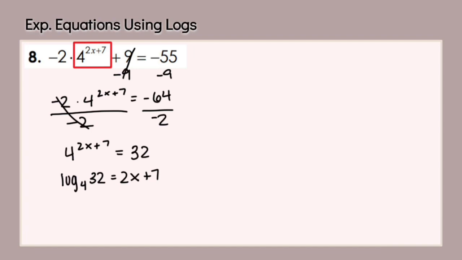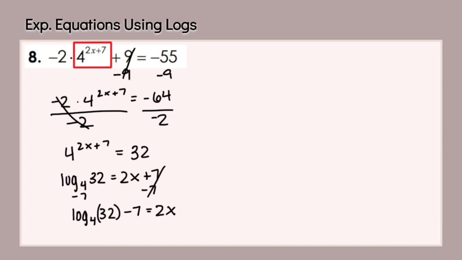And then at the end of our problem, we will plug whatever it is that we have into our calculator, and that way we're not rounding within the middle steps of our problems. So we're going to subtract 7, and we get log base 4 of 32 minus 7 equals 2x. Sometimes it's helpful here to put parentheses around the 32 to make sure that you emphasize the fact that the minus 7 comes after the logarithm and is not inside of it.